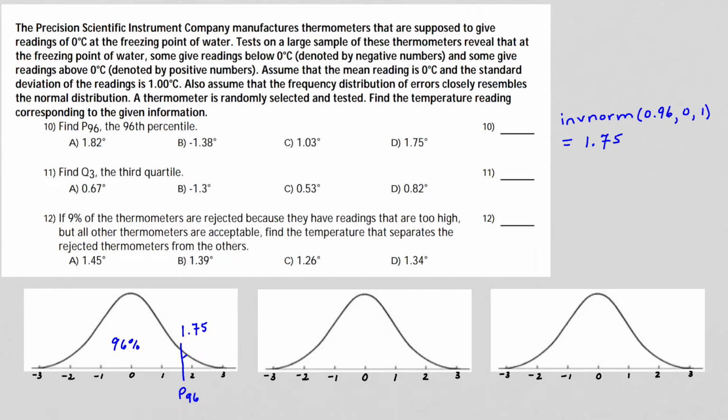And so, of course, if we were to say what percentage is in the tail, that would be 4%. They didn't ask that in this question, but that's what that would mean.